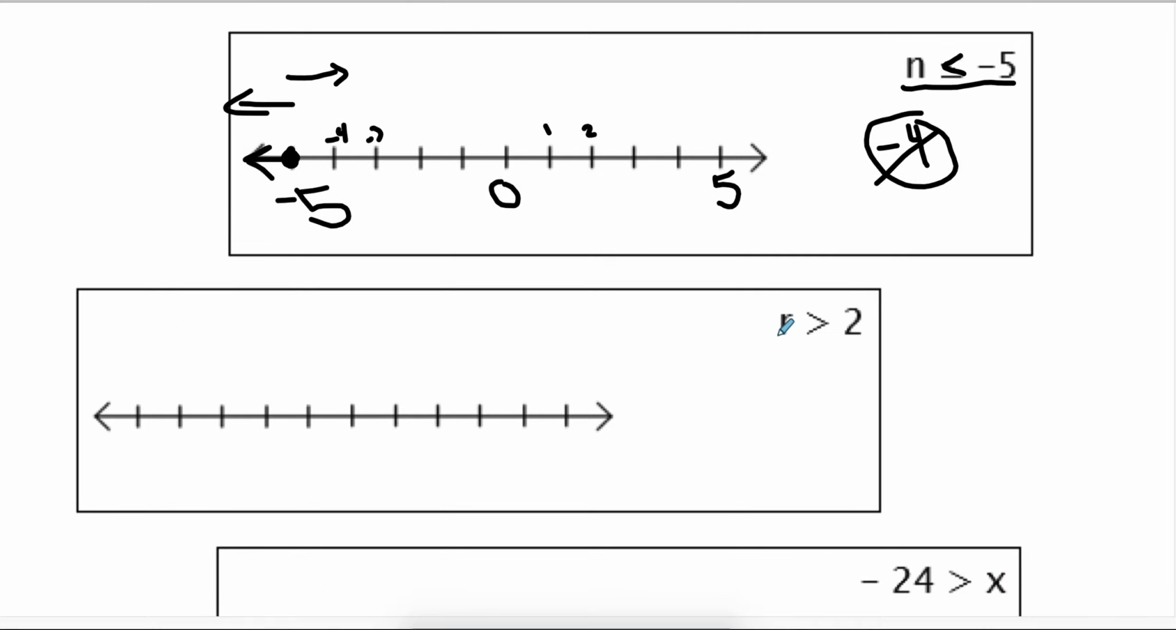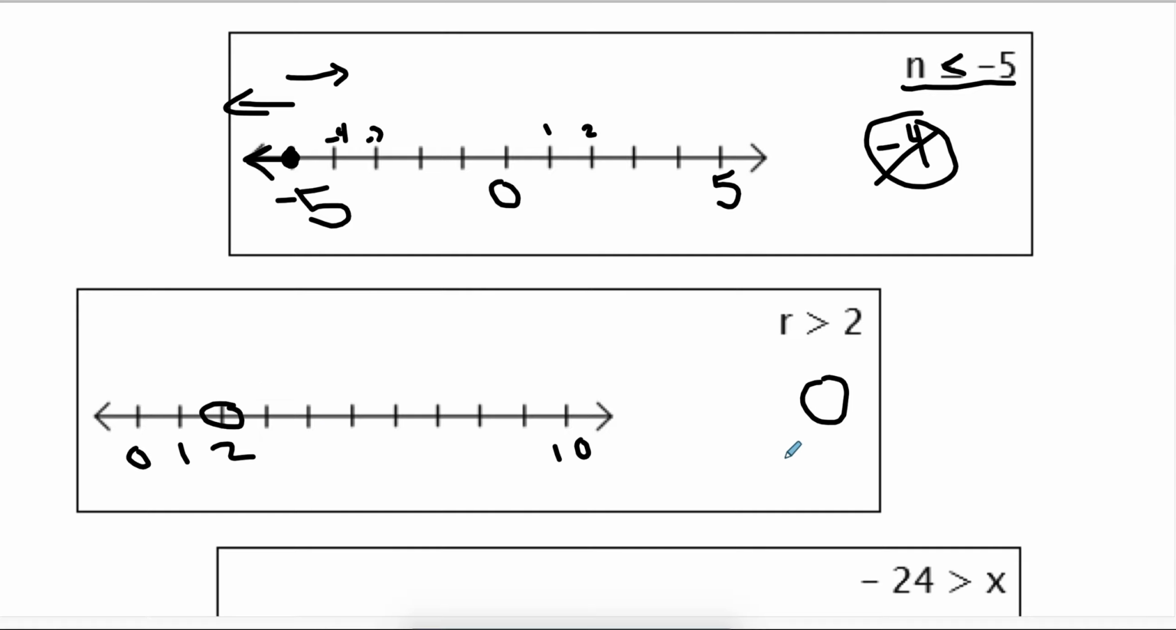Let's try the next one. R is greater than 2. Well, let's just put 2 on here somewhere. Let's put 2 right here. So that would be 0, 1, 2, 3, 4, 5, 6, 7, 8, 9, 10. Well, R is greater than 2. So we're going to put a closed or open circle. Closed or open circle? That's right, it's an open circle because no line underneath. Open circle, and it's greater than.